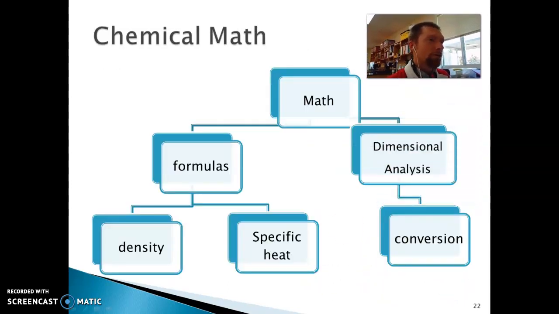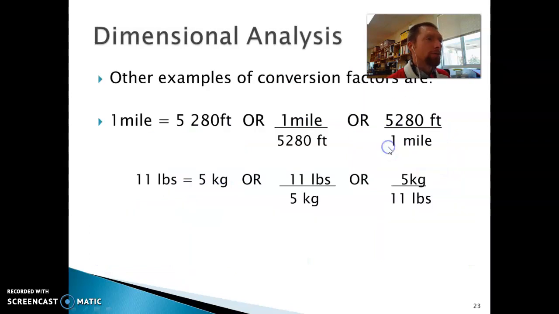Okay, so just kind of to know where we're at here in the math department. So we talked about using formulas like the density formula earlier. We'll learn specific heat and lots of other formulas later on. Right, this is a different category. Dimensional analysis is going to be about converting from one thing to another. All right, so let's continue on.